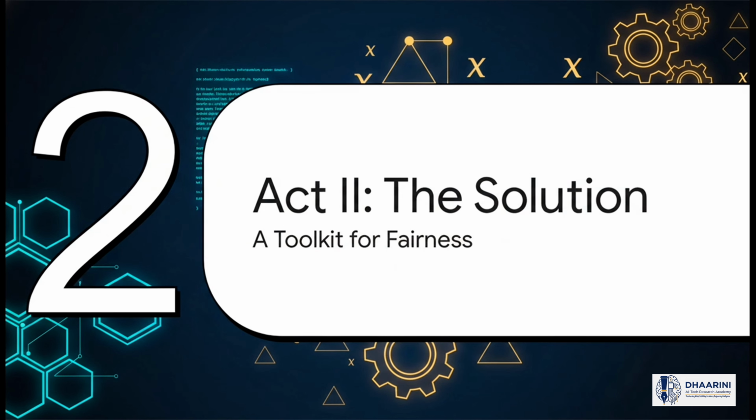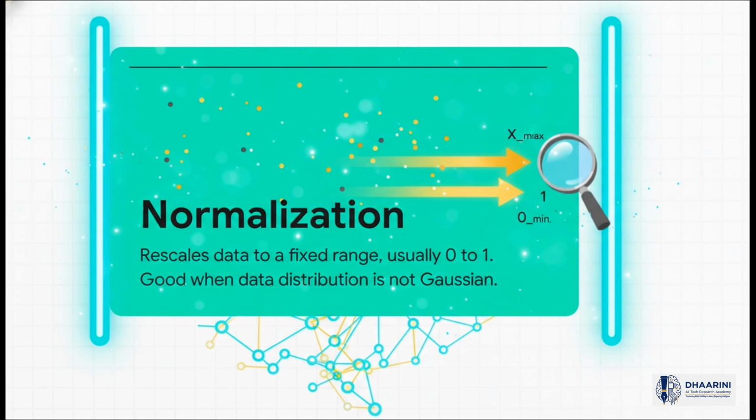So let's move on to the solution. Welcome to Act 2, where we're going to open up the toolbox and look at the actual techniques we can use to make our features play fair. First up is a classic, normalization. You'll also hear this called min-max scaling. And it's pretty simple, really. It just takes all your data and squishes it into a fixed range, usually between 0 and 1.